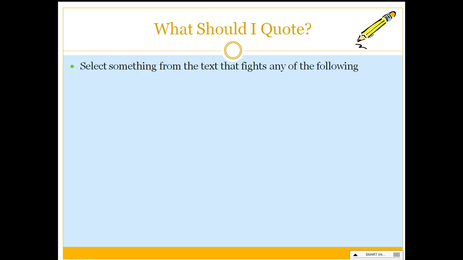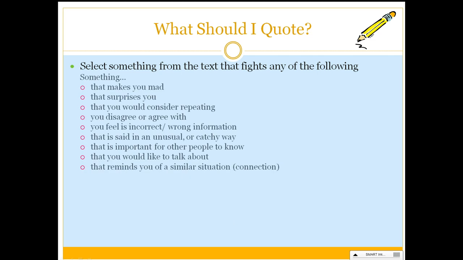Okay, so there's a couple of people in class that asked about what kinds of quotes they should pull for their latest proficiency. So I was a little concerned about that, so I thought I would address that here. So when you quote something, you're selecting something from the text that fits any of the following ideas. Something that maybe makes you mad, it surprises you, something you would consider repeating, something you disagree with or agree with, something you feel like is incorrect or wrong information, something that's said in an unusual or catchy way, something that is important for other people to know, something that you would like to talk about, something that reminds you of a similar situation, so something you can make a connection to.